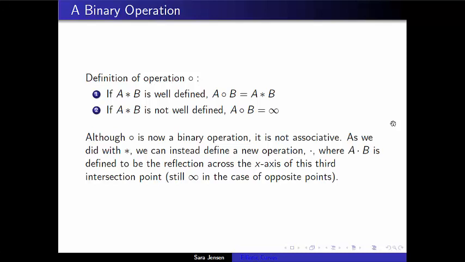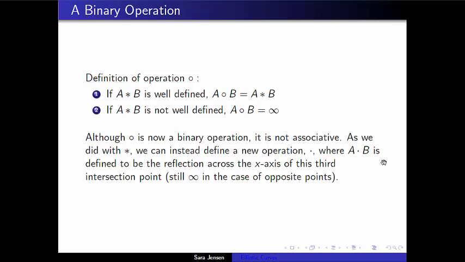So the last iteration in this process is to define one final operation, which is dot. And we're going to define A dot B to not be that third intersection point, but rather its reflection across the x-axis. And again, remember that infinity, we don't really care if it's positive or negative. So if we were thinking of infinity as a very positive thing, high in the y direction, the reflection across the x-axis would be very low. And we're not going to think of those two things as different. We're going to think of them as the same.